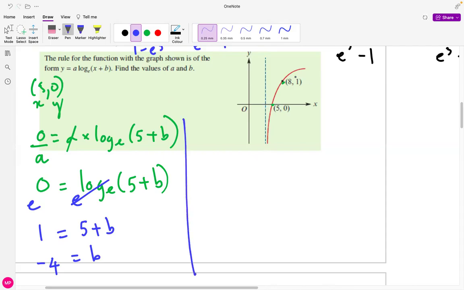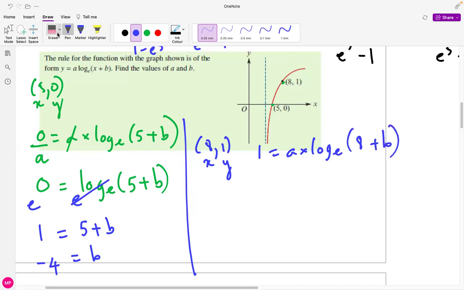Now I do the same thing for the other point. I have (8, 1). So I do 8 for x and 1 for y. I sub it back in the equation again. So I have 1 equal A times log base a of 8 plus B. And I know B is negative 4. So I just change the B to negative 4. So 1 equal A times log base a of 8 plus negative 4, which is minus 4. Then to solve for A, I just need to move this over by dividing. So 1 over log base a of 4 equal A.